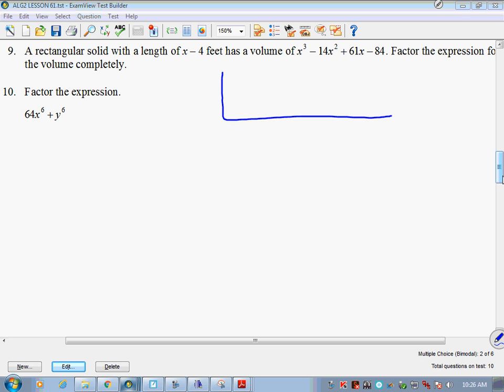What am I going to put in my synthetic division? 1, negative 14, 61, negative 84. Okay, what am I going to divide by? 4. What am I going to bring down? 1. What's 4 times 1? 4. What's negative 14 plus 4? Negative 10 times 4? Negative 40 plus 61? 21. Okay? 4 times 21? 84. Okay, comes down to what? 0.